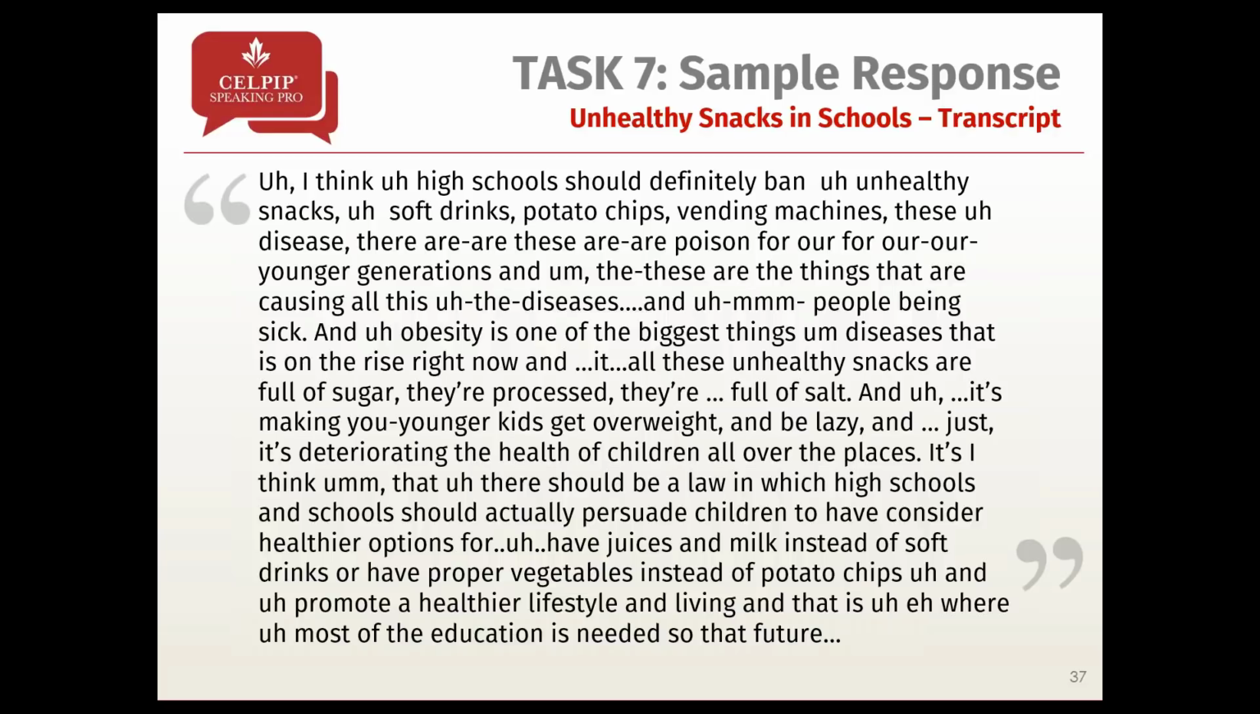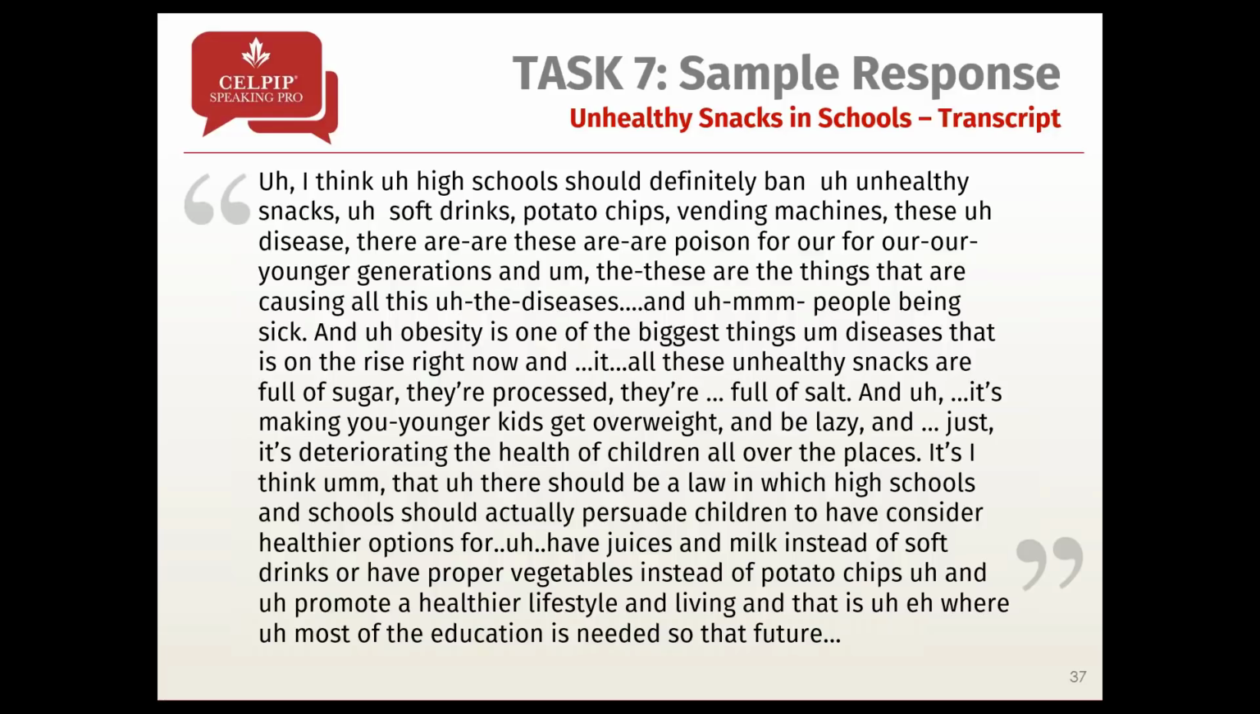Now, in terms of vocabulary, he has a problem here as well, because he repeats the same words because he's expressing the same idea. Disease, poison, sick, obesity, sugar, salt. These words are all repeated at least twice. He does have some stronger vocabulary, such as younger generations, consider healthier options, promote a healthier lifestyle. So this brings him up a little, but still he's scoring low in content and very mixed in vocabulary.